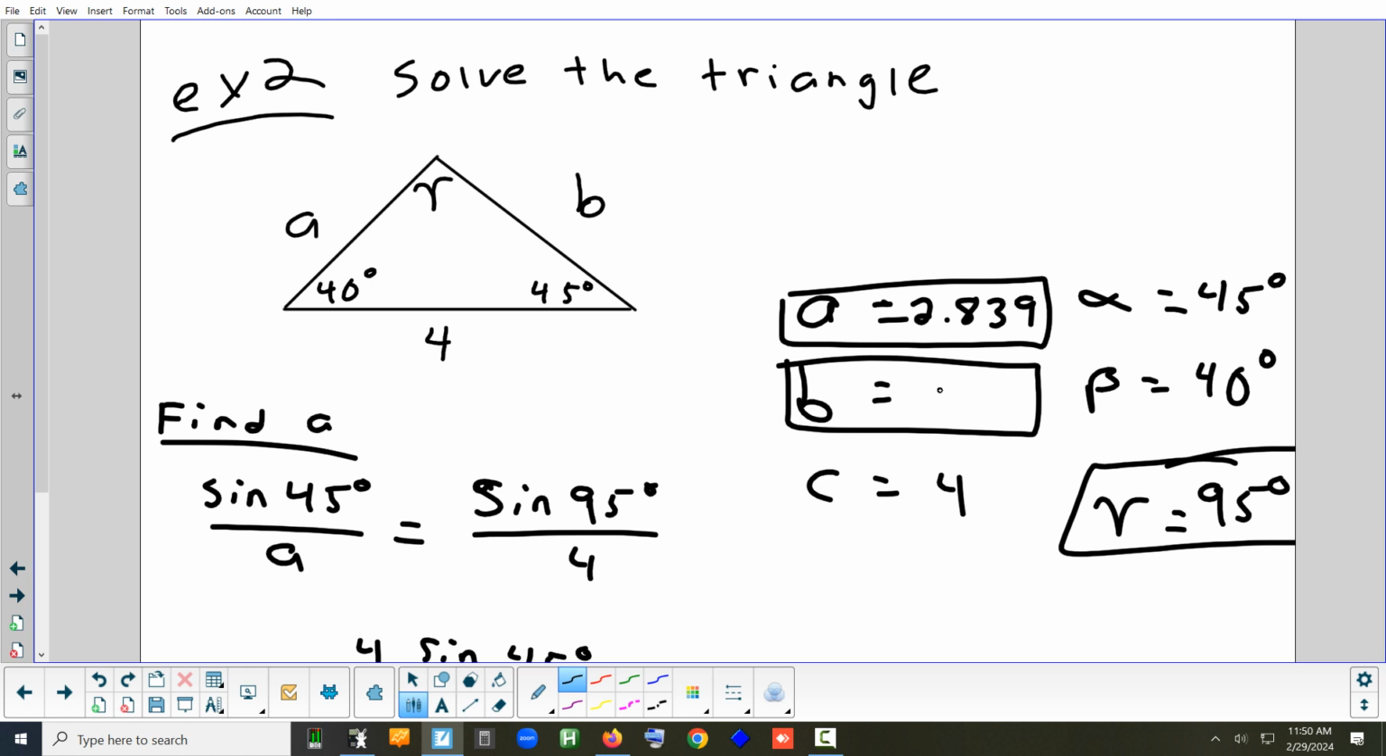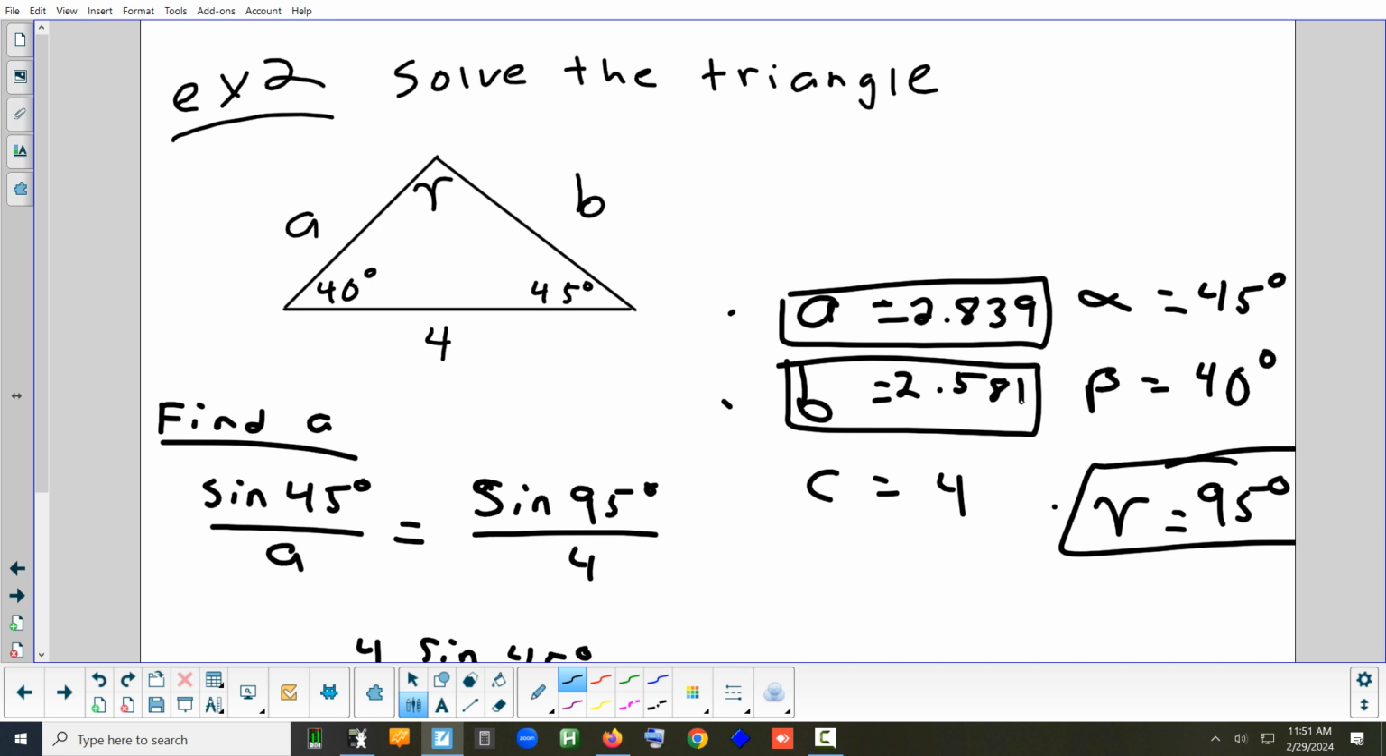This would count as 3 answers on the test. So when I give this one question, basically each box would be 1 point. B is going to be 2.581. It comes out to 2.581? Yeah. Okay, thank you. It's rounded after that last one back there.